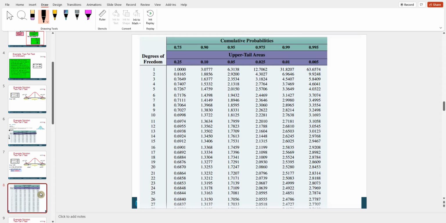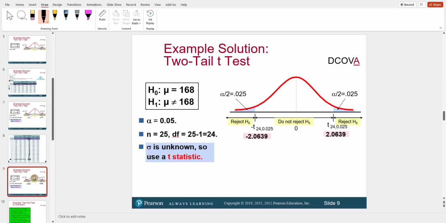So let's go ahead and look at the table. We know we have a degrees of freedom of 24, and we know that the area in the tail is 0.025. So let's see where these meet up. Meet up right here. So my t-value is 2.0639. Okay, so these two values, I made one negative, the other one is positive, separate the rejection region and the non-rejection region. So the next step will be to figure out my t-statistic.